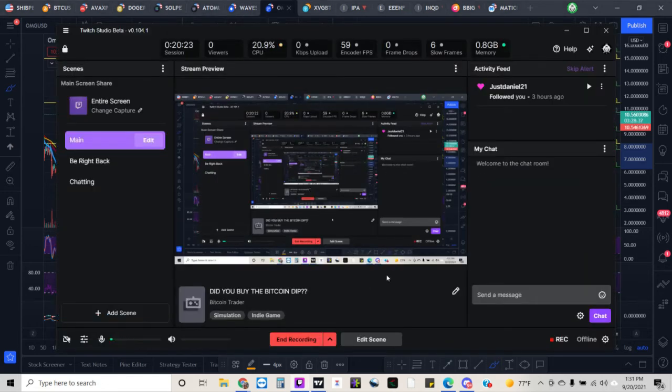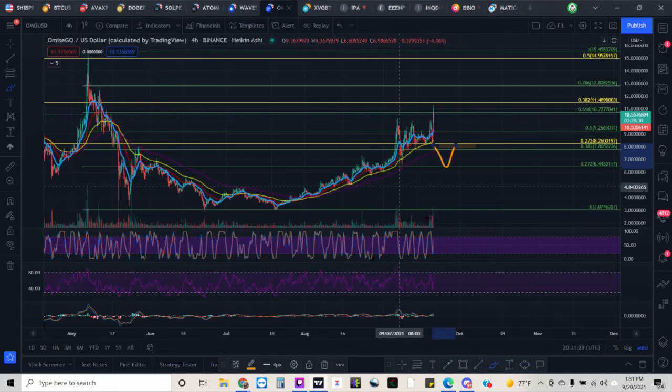Let's see. Oh yeah, 20 minutes. All right. So we'll come back up from the 272. We'll get rejected at the 272 on the 4 hour possibly, and then we'll have to find another reaccumulation zone. Hopefully it's back in this zone before we move back up.